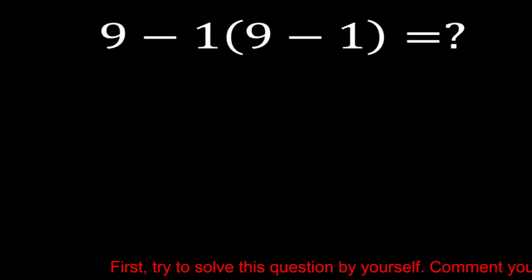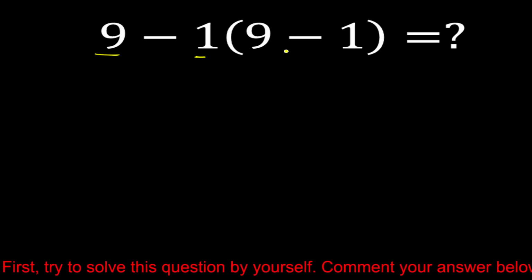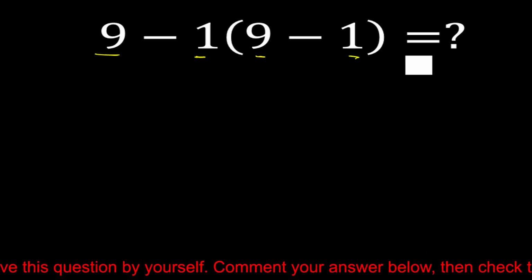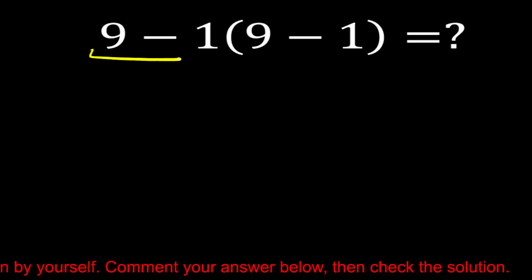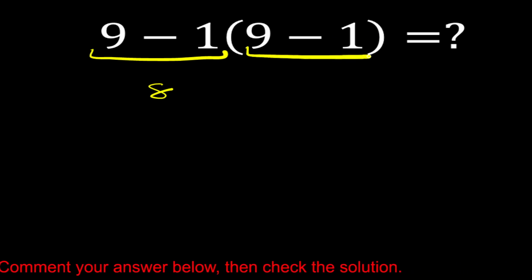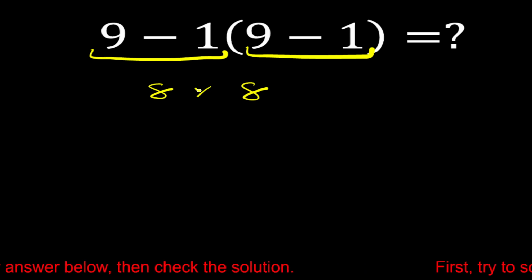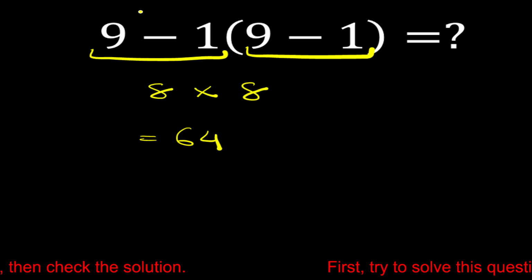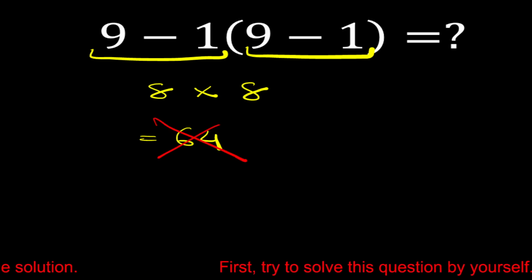So here we have a question: (9 minus 1) then again (9 minus 1). Okay, most people solve this question like this: 9 minus 1 is equal to 8. Then again 9 minus 1 is equal to 8. Okay, now 8 multiply 8 is equal to 64. Okay, but here they are wrong because this answer is not correct.